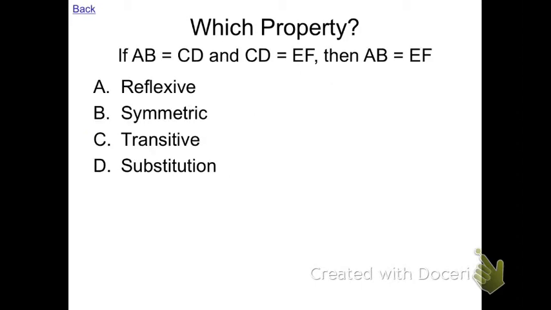Here's another situation: AB equals CD, CD equals EF. Our conclusion then is AB equals EF. We've seen this in many examples. That's the transitive property.